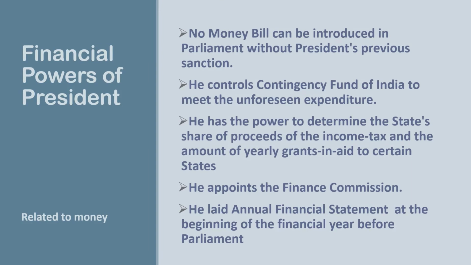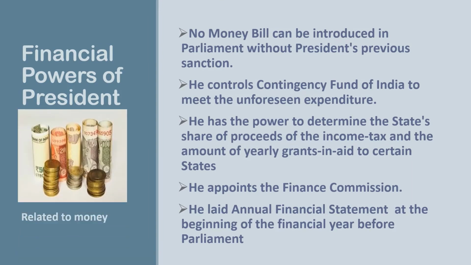Let's see what powers are there with the President related to money, known as the financial powers. No money bill can be introduced in Parliament without the President's previous sanction. He controls the contingency fund of India to meet unforeseen expenditure. Contingency fund is a type of reserve money, and unforeseen expenditure means unexpected situations.